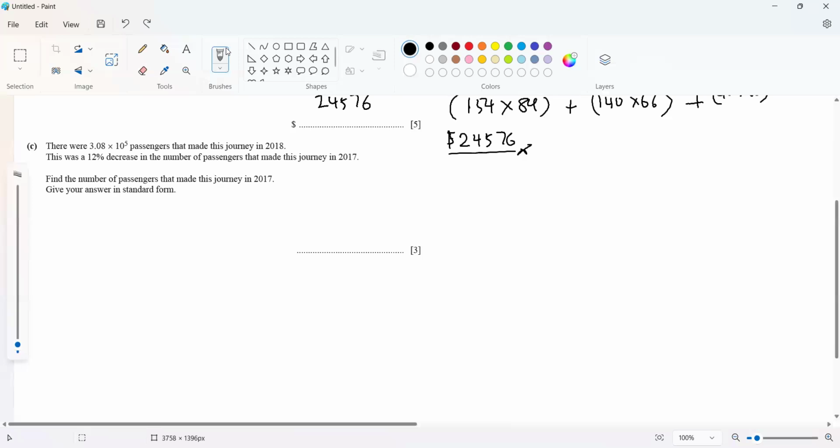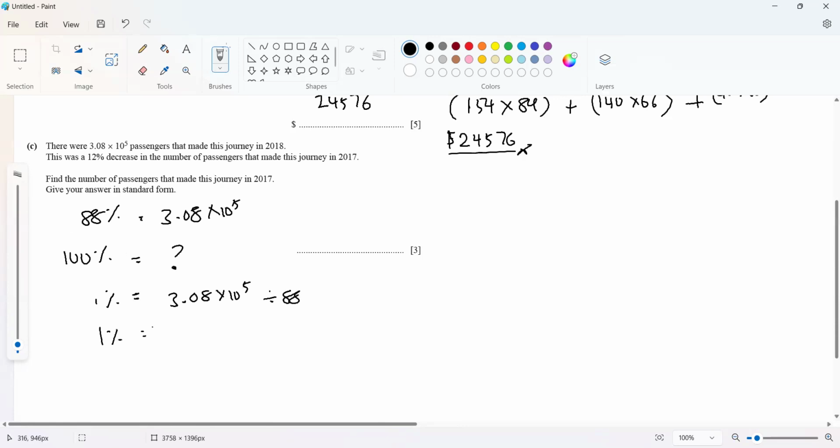So we are looking at the 88% is 3.78 times 10 to the power of 5, right? So 100%, we are looking for this, right? So all we need to do is just reverse the calculation, right? So in this case, to reverse our calculation, all we need to do is just find the 1%. So 1% is 3.08 times 10 to the power of 5 divided by 88.